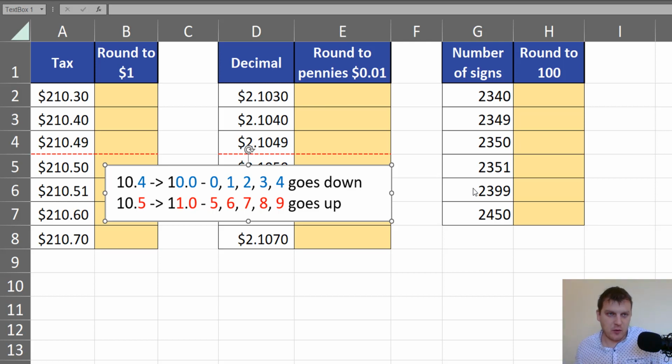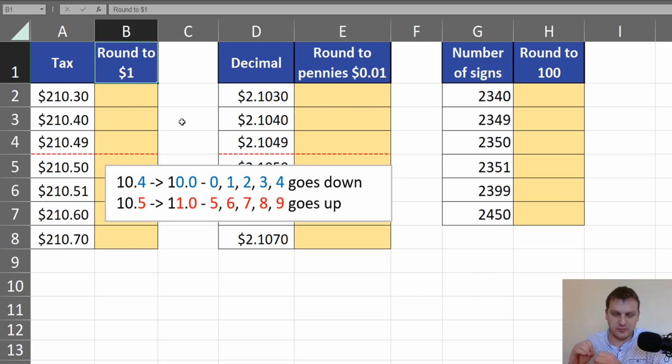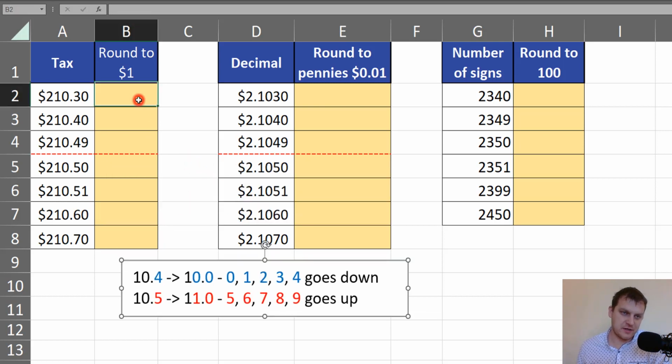significant digit. So when we round to whole numbers, round for example to whole dollars, the most significant number is the first digit after the dot. So if this number is 4 or less, rounding goes down, and if this number is 5 or more, the rounding goes up. So we have to just remember this, and we can start rounding in Excel.